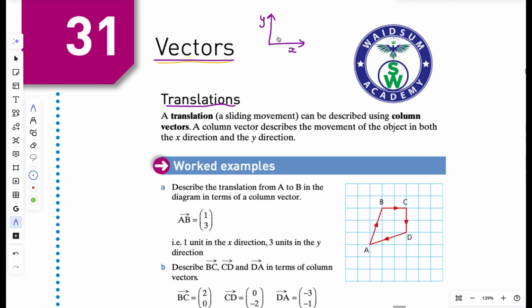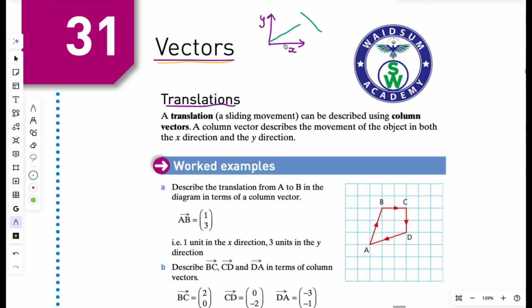Now, there are other movements which are not vertical and not horizontal. It could be a combination of both. For example, if you're sliding this way, you are including both horizontal and vertical. You're moving in the positive x direction and going up, which means you're also moving in the y direction. So you're sliding like a gradient, like a slope. Whether the movement is in a negative gradient manner or a positive manner, it's a sliding movement.